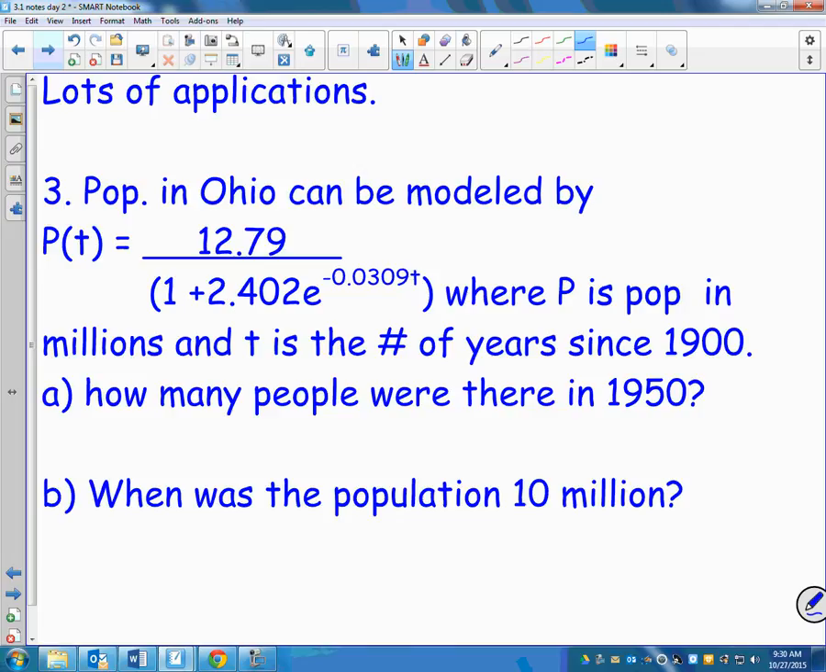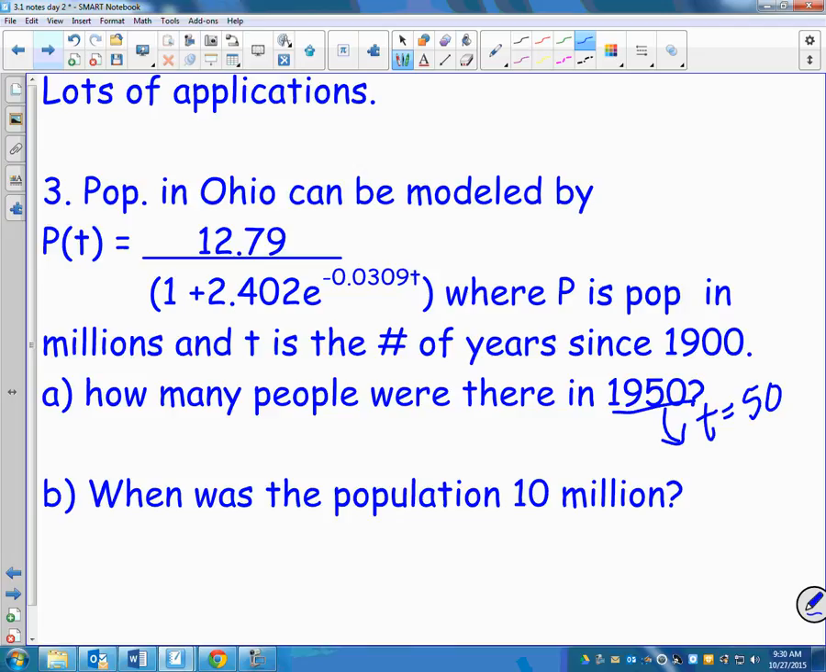It says t is the number of years since 1900. So 1950 is telling us that t equals 50, which means this is kind of a big calculator problem, where you can do this all in one step if you type it in correctly, or you can do it in a couple of steps to get your answer here.